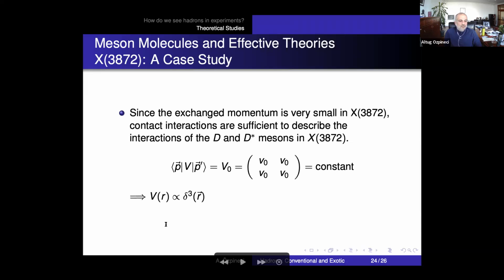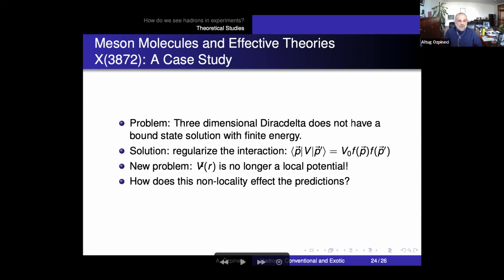And in fact, since the momentum is very small, this matrix element you can just approximate to be a constant, because the only contribution will be from the very small momenta. But then you get other problems within this picture, because if you assume a constant potential in momentum space, that means you have a Dirac delta interaction. It's a contact interaction. Well, the problem with this Dirac delta interaction is that if you study the Dirac delta potential in 3 dimensions, it doesn't have a finite energy bound state solution.